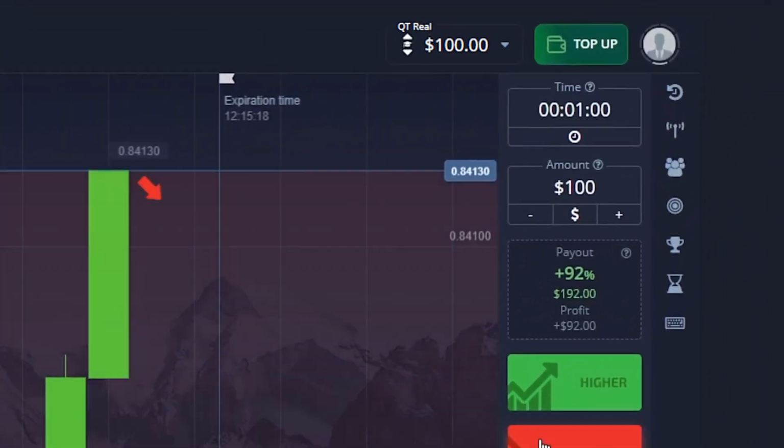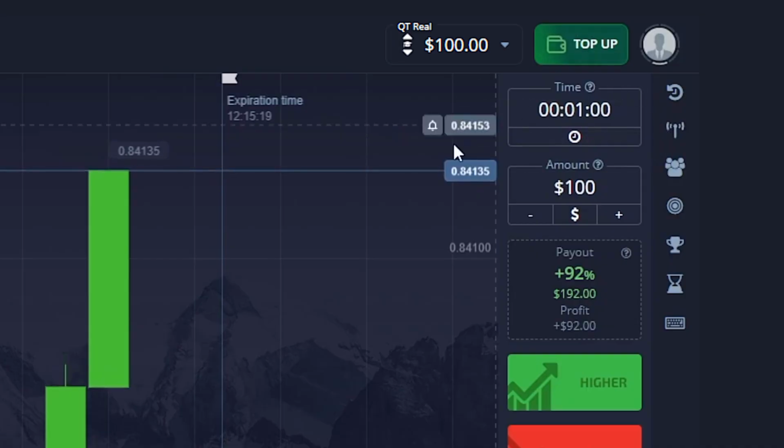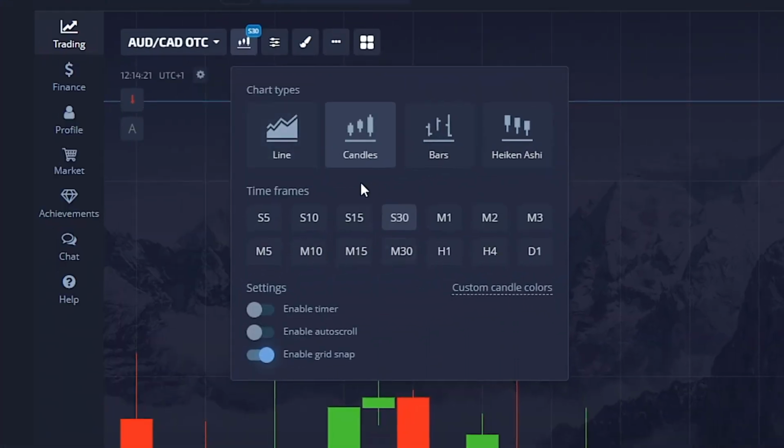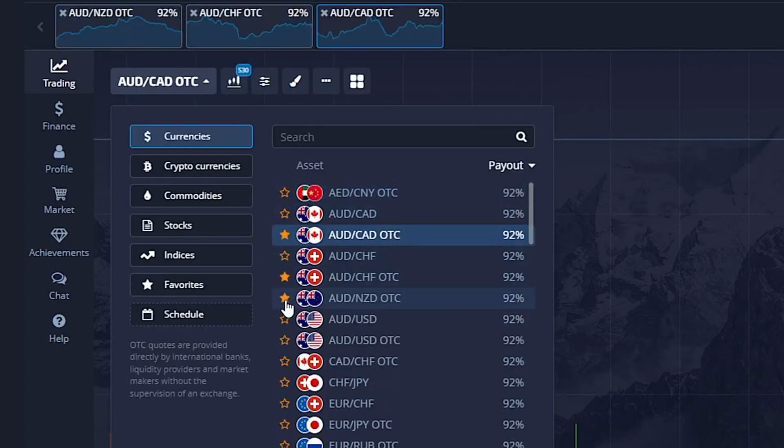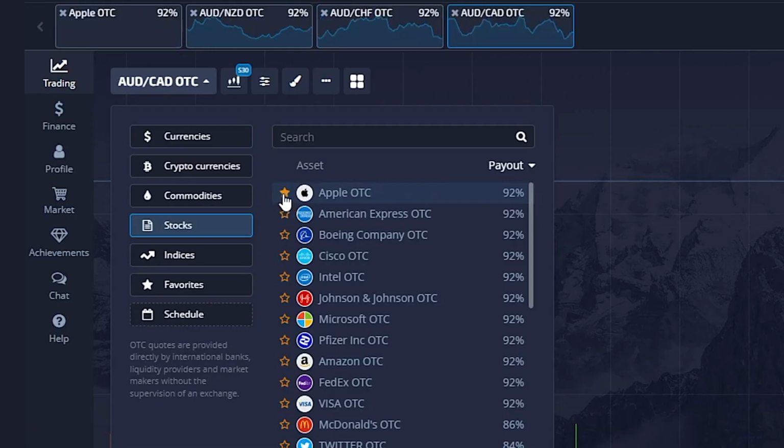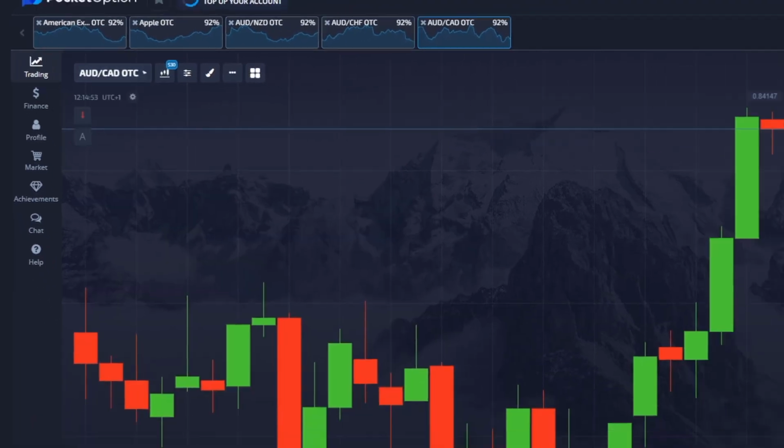Before we dive into our tutorial on trading with the fractal indicator, we need to set up our platform a bit. You'll see I've set the investment amount to 100, but you can choose any amount, even just one. The trade duration is 1 minute and the candlestick time frame is 30 seconds. Now I'm picking 3 currency pairs with the highest percentages. Also selecting stocks like Apple and American Express based on their top percentages. All set. Let's take a look at the charts I'll be working with today.